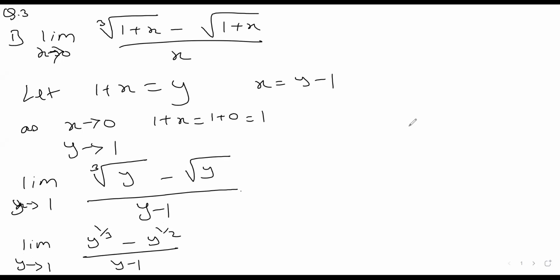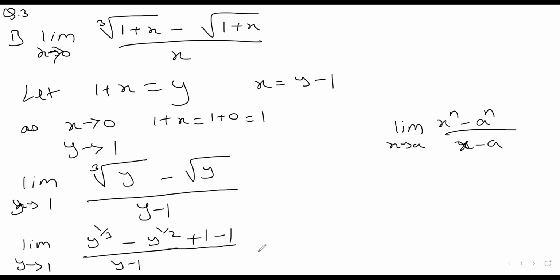But to use the formula, I need limit x tends to a, x raised to n minus a raised to n upon x minus a. Here a is 1, but I don't have y raised to 1 by 3 minus 1 raised to 1 by 3. So I will use plus 1 minus 1. If I add plus 1 and minus 1, the net effect is 0. So this is limit y tends to 1, y raised to 1 by 3 minus 1 minus y raised to 1 by 2 minus 1.